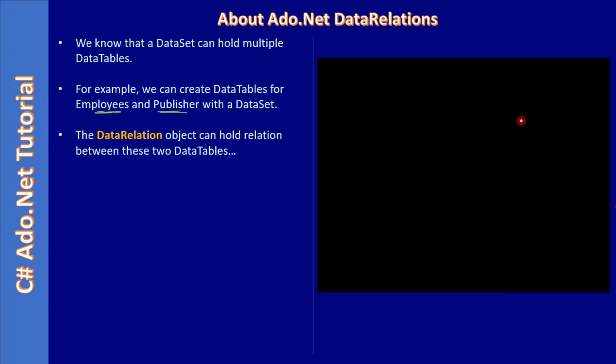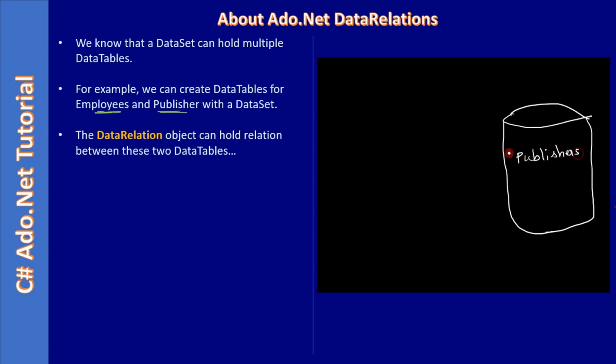So this is our SQL Server. We know that in the backend these two tables are related, and we can navigate between the records of publisher and employee using the pub_id column that exists on both the tables.